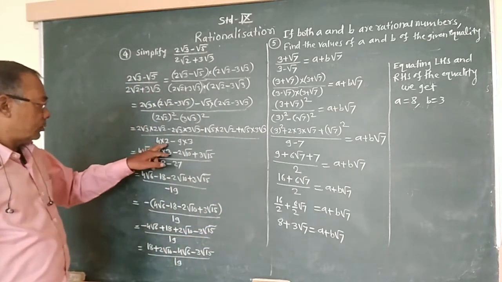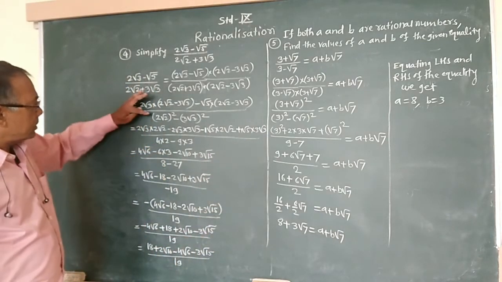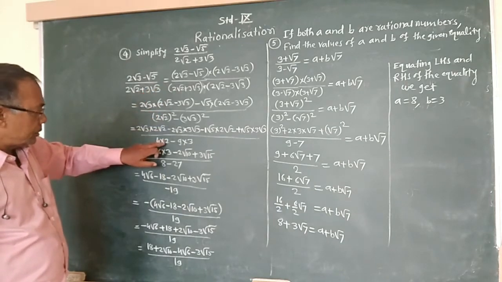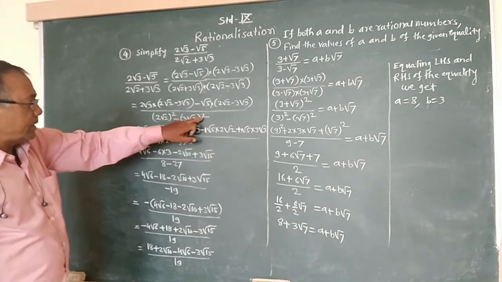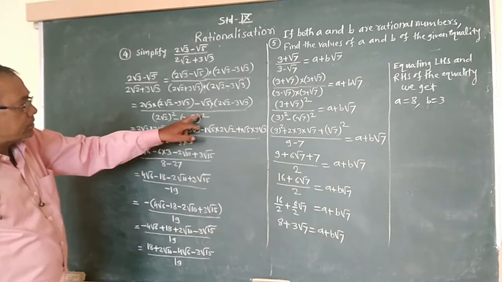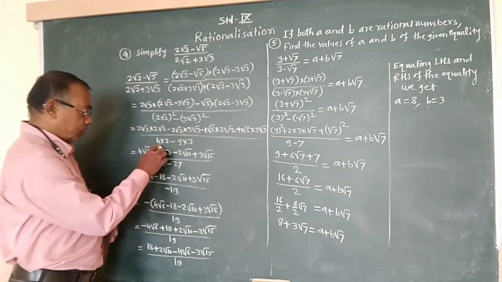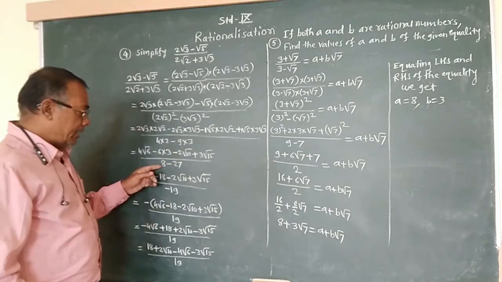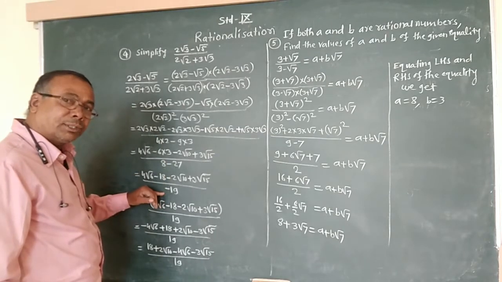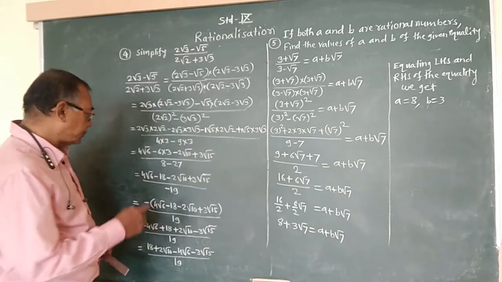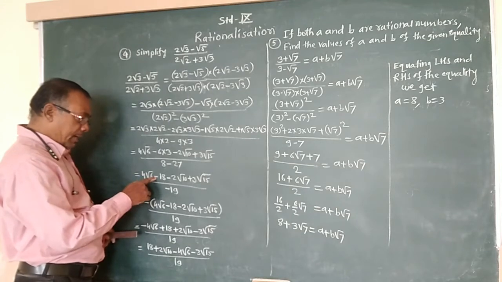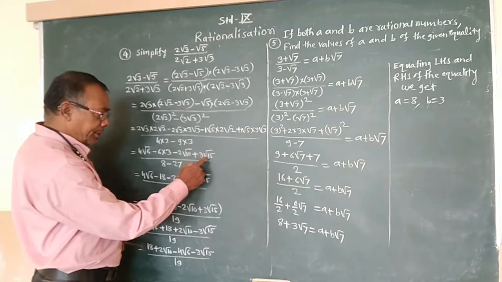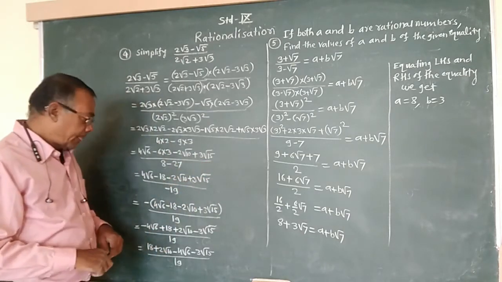And now 4 twos are 8, because the square of 2 is 4, the square of root 2 is 2, minus 3 square is 9 and root 3 square is 3. So 4 twos are 8 minus 9 threes are 27, and 8 minus 27 will be minus 19. Here 4 root 6 minus 6 threes are 18 minus 2 root 10 plus 3 root 15, I have written as it is.